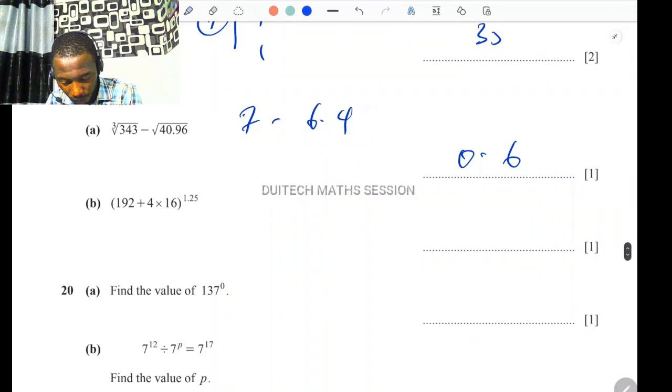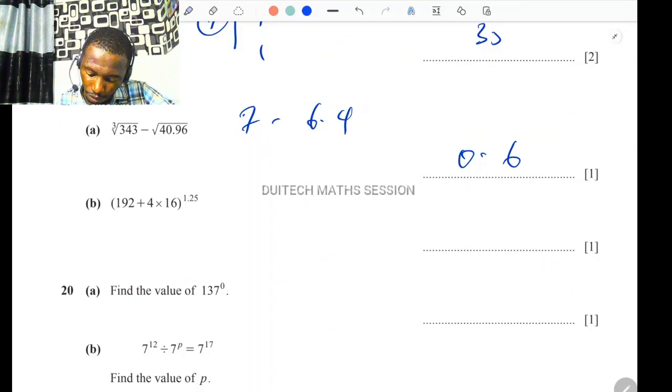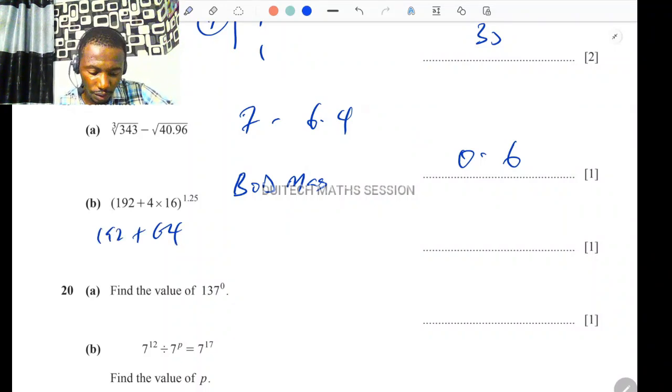So for the B part, it says we should solve this. We're going to apply BODMAS here also. Of course you know that division and multiplication should come first before addition. So 4 times 16 will give us 64. So I have 64 plus 192. That will give us 256.